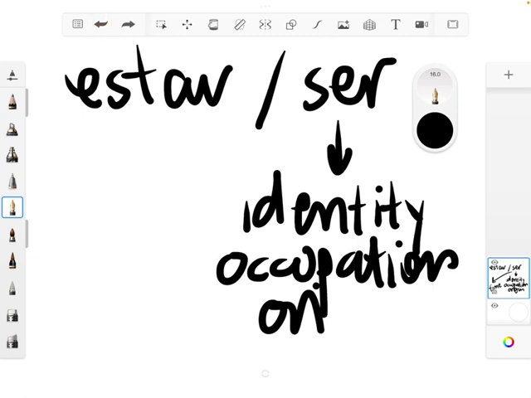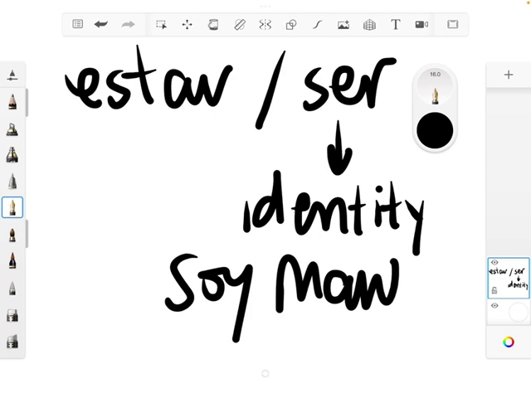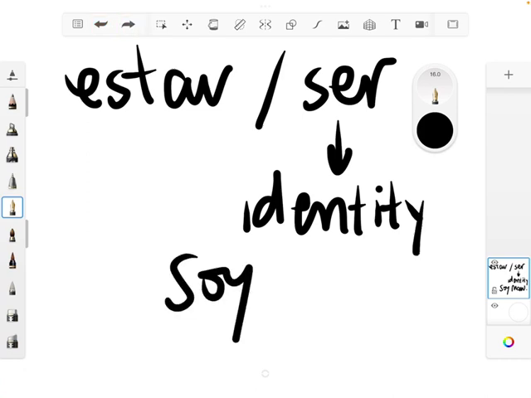But in terms of identity, for example, we can see in the examples here, hola, soy Maru, my name, that doesn't change, right? Soy Maru. That's not going to change. That's who I am. That's my identity. We're going to use ser for that. Okay? And then we have origin. ¿Eres de España? Sí, soy de España.